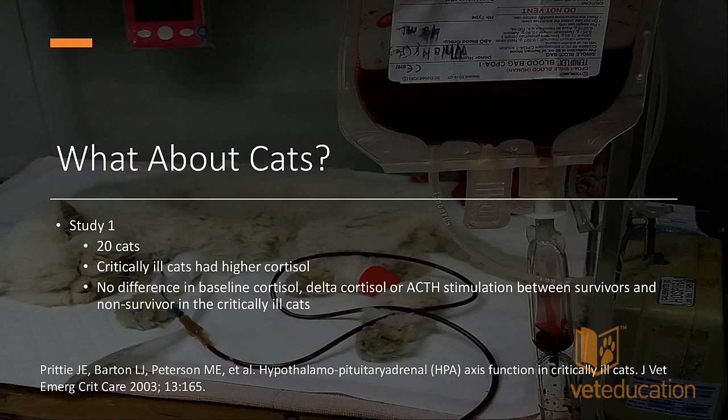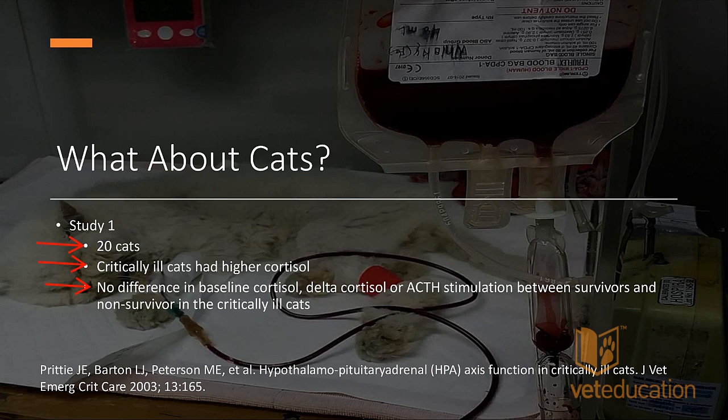What about cats? What do we know about cats? Because all of those studies were from dogs. There were a couple of articles I could find on cats. One looked at 20 cats. They were all critically ill cats, had higher cortisol concentrations, but there was no difference in baseline cortisol, the change in cortisol or ACTH stimulation response between survivors and non-survivors in critically ill cats. And because cats are so unique, I don't think there's any surprise there, because cats would read a textbook and then just do something different because they're cats.